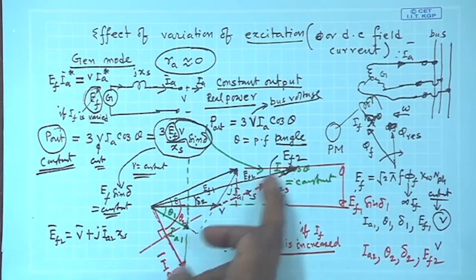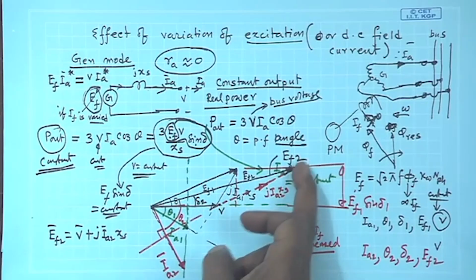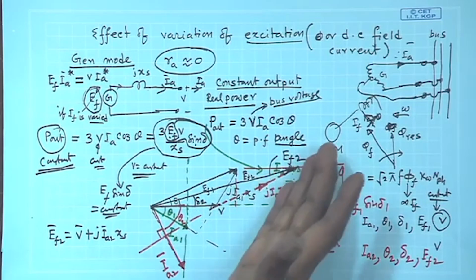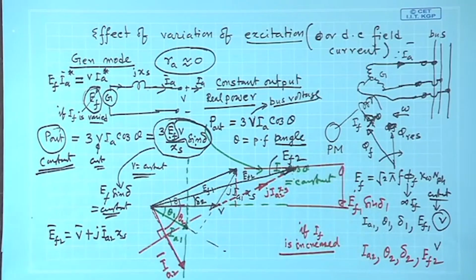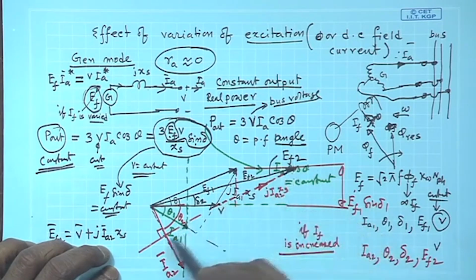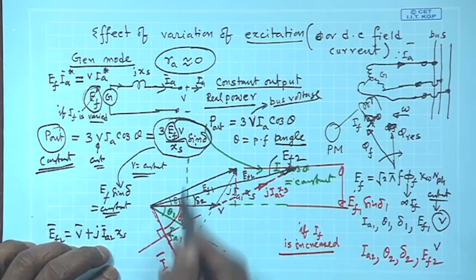So, this dotted red line must be your j I a2 x s. If j I a2 x s is known, then I a2 must be lagging the voltage across that x s, which is this length. Therefore, the current must lag this length by 90 degrees, and the tip of I a2 must lie on this green line. So, this will be the new thing.